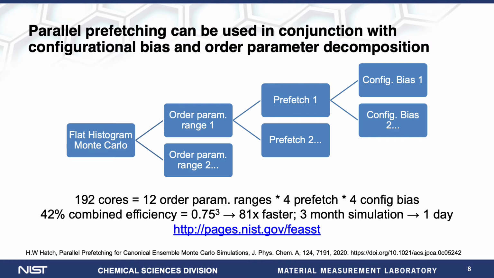Now, if the efficiency of each of these methods is about 75%, then together we can see a combined speedup of about 81 times. This means that a 3-month-long serial simulation could be completed in only 1 day using this parallelization approach. These are some of the methods I'm making available in my open source Monte Carlo software called Feast. And with this work, our hope is to make specialized academic research more accessible to businesses as part of the core mission of NIST. Now, for the remainder of the talk, I'm going to focus on the efficiency of prefetching alone, showing that 75% efficiency over 4 cores is both practical and achievable.